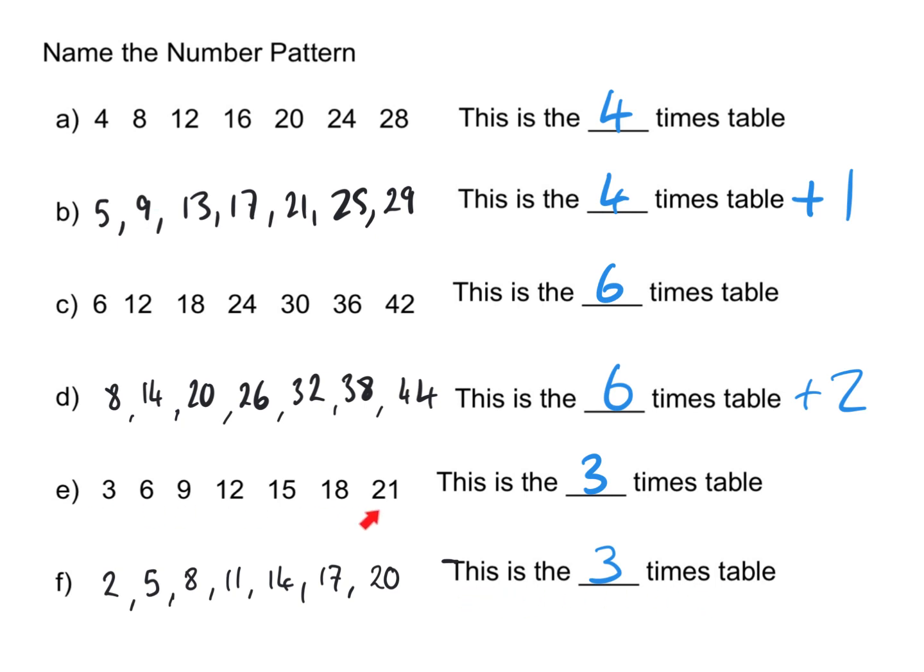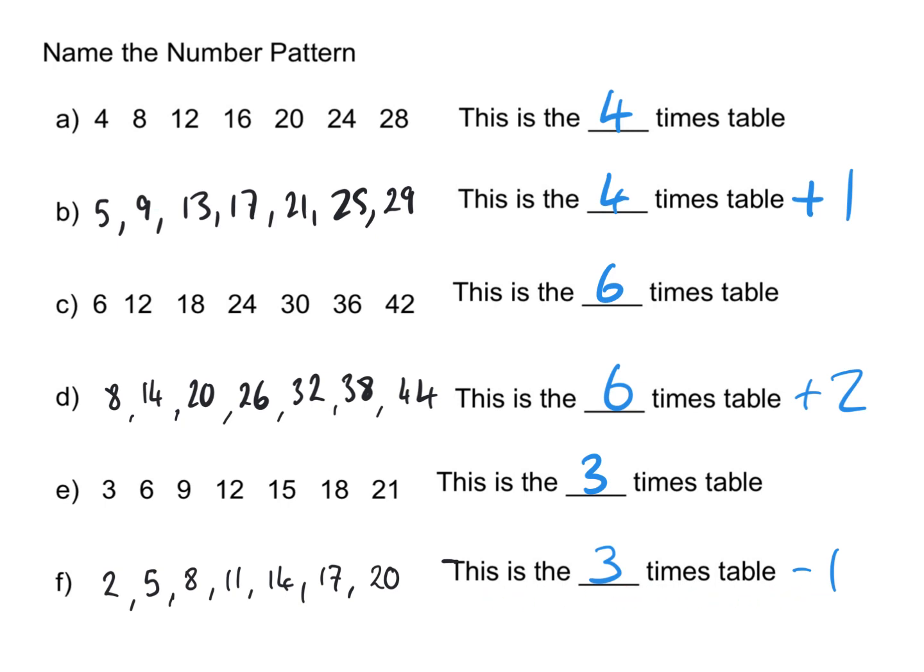My actual 3 times table above here, how do I get from this 3 to 2, from 6 to 5, from 9 to 8? This time, each time, 3 take away 1, 6 take away 1, 9 take away 1, 12 take away 1. Okay, so each time I'm having to take away 1, so that my rule here is that this set of numbers is actually the 3 times table with 1 taken off.